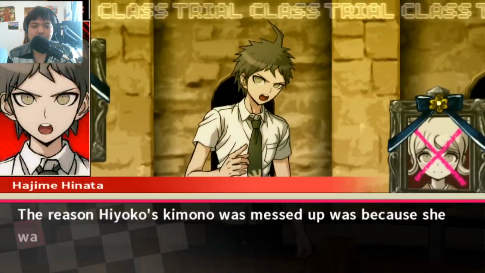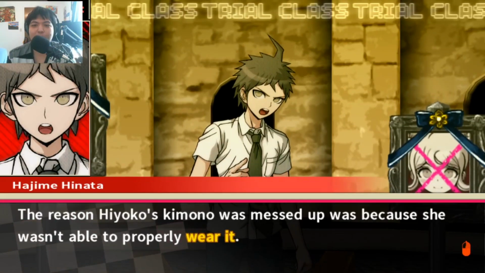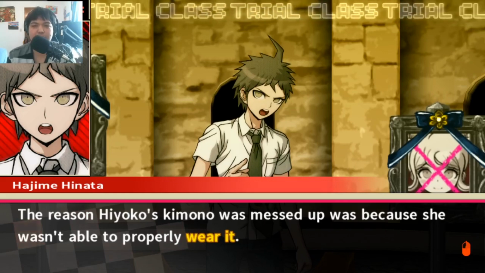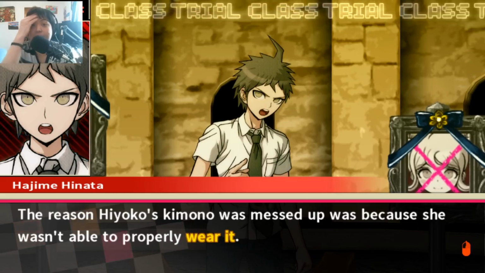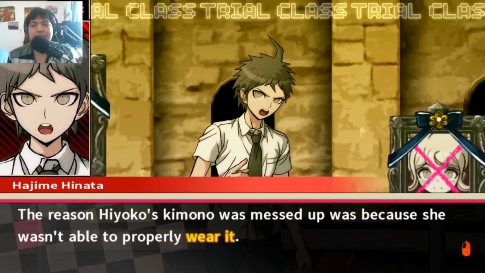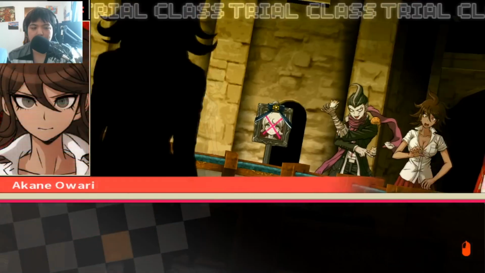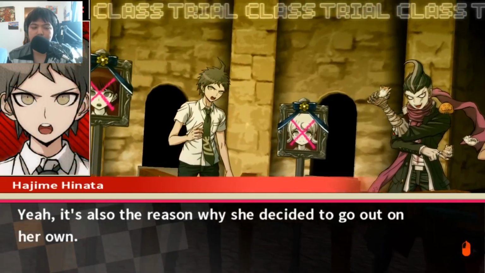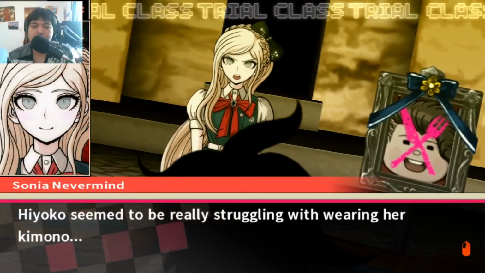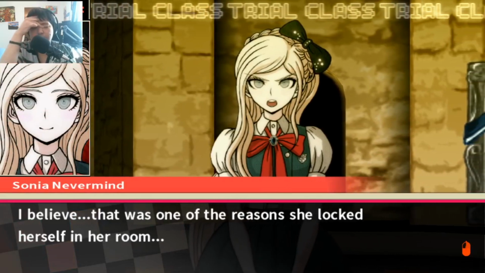The reason Hiyoko's kimono was messed up was because she wasn't able to properly wear it. That's the whole problem about Hiyoko. She can't do it by herself, like she couldn't put it back on. That's why Sonia said there's a mirror in the music venue. And that's what Hiyoko was told in the first place. It's also the reason why she decided to go out on her own. Hiyoko seemed to be really struggling with wearing her kimono. I believe that was one of the reasons she locked herself in her room.